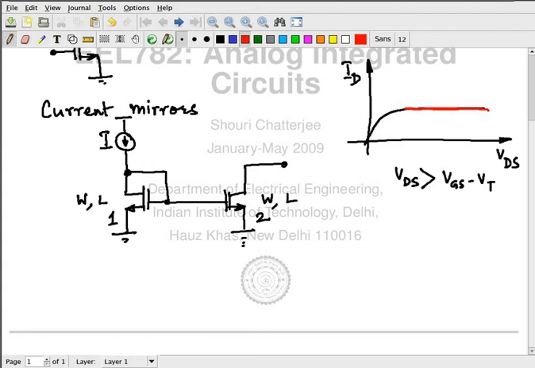And when I am in the flat area, my current is a strong function of VGS. So the current ID is a strong function of VGS, and a weak function of VDS. So what does that mean? I am now pushing I through this MOSFET. So, given the I, that means that VGS for MOSFET number 1 is fixed.